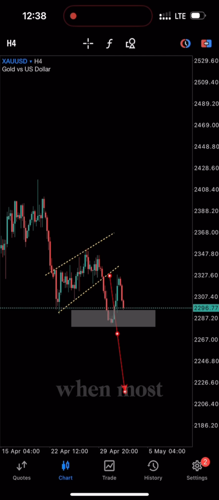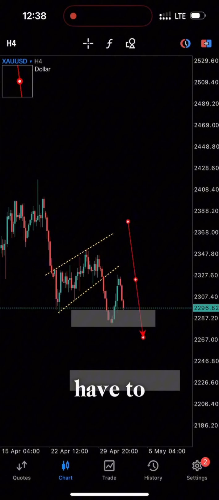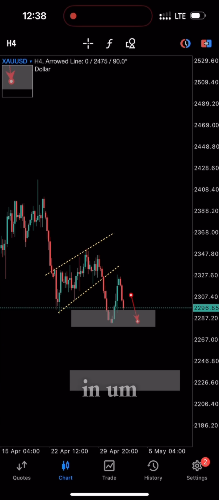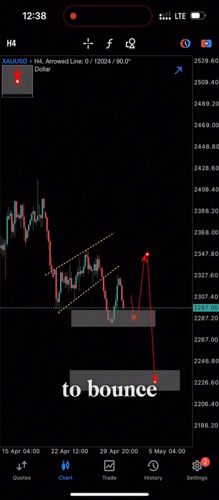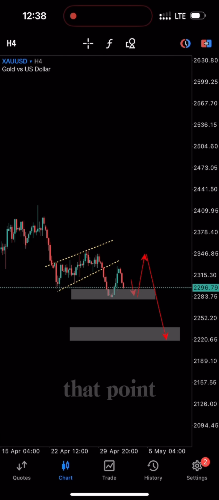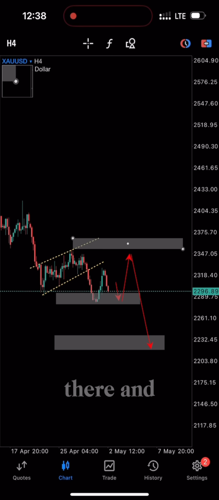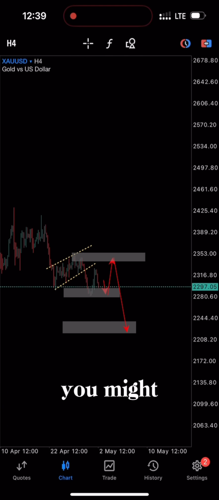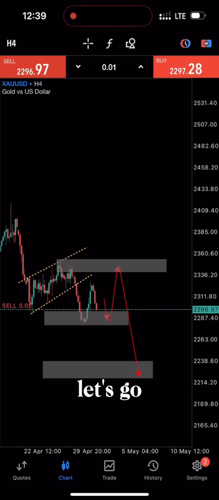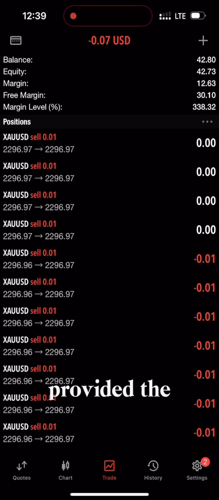That's when most traders fail, because they will just sell. But you have to understand something here. I have explained in my other videos that when the first TP is reached, it has to bounce from that point and go at least somewhere there. It can't just go down. So from at least there, and then it drops. So if you go full margin, you might end up blowing your account. Anyway, let's go full margin on your account here. The signal seems correct, provided the analysis here.